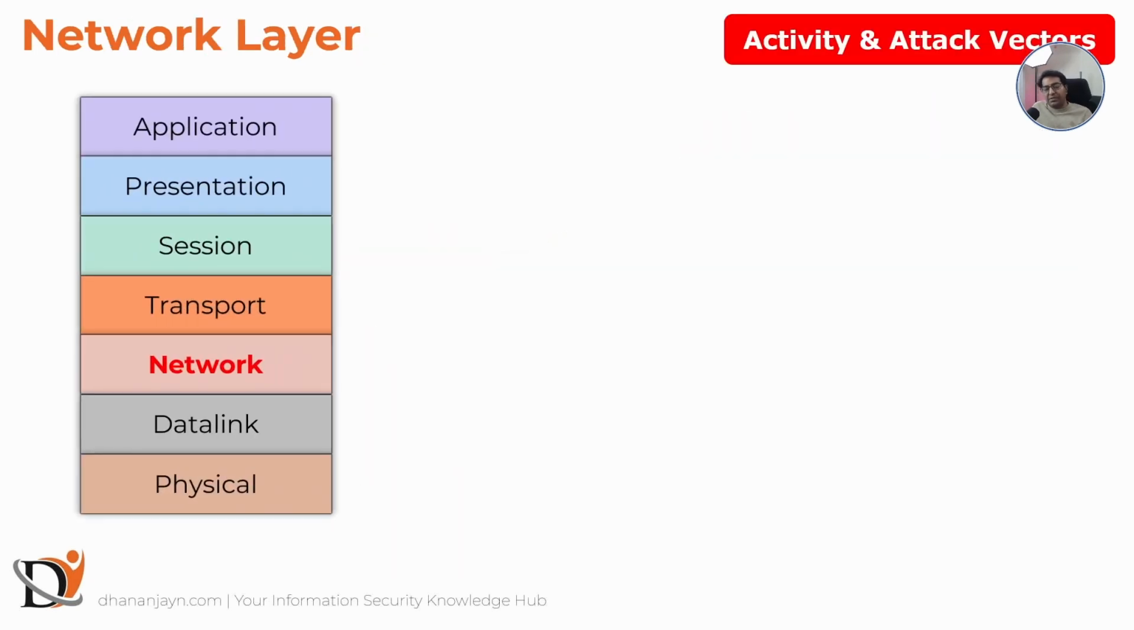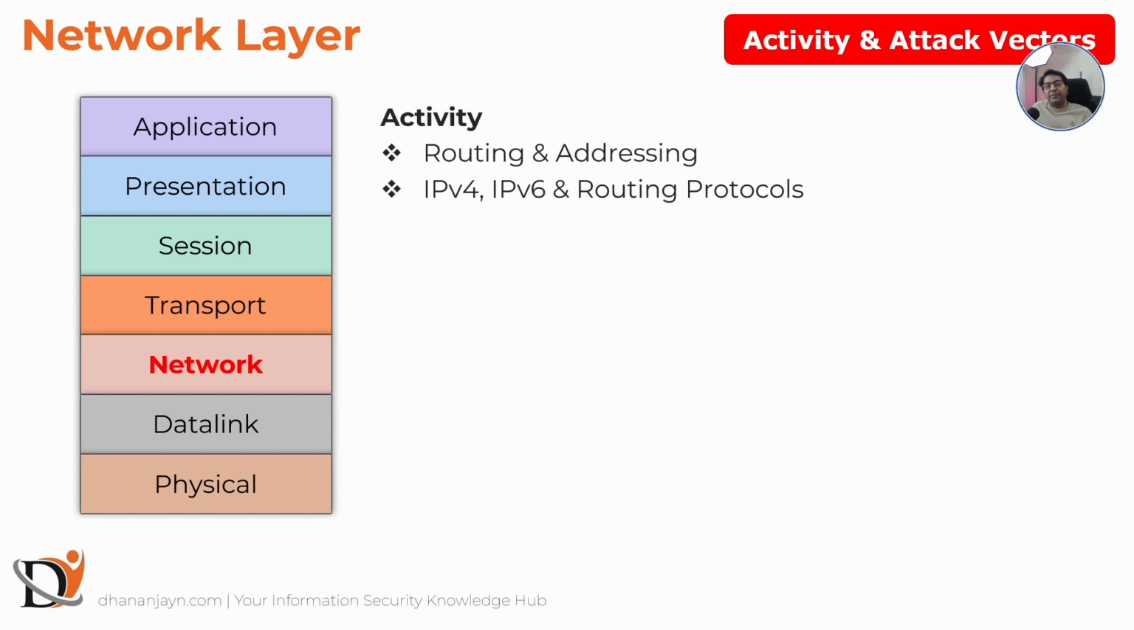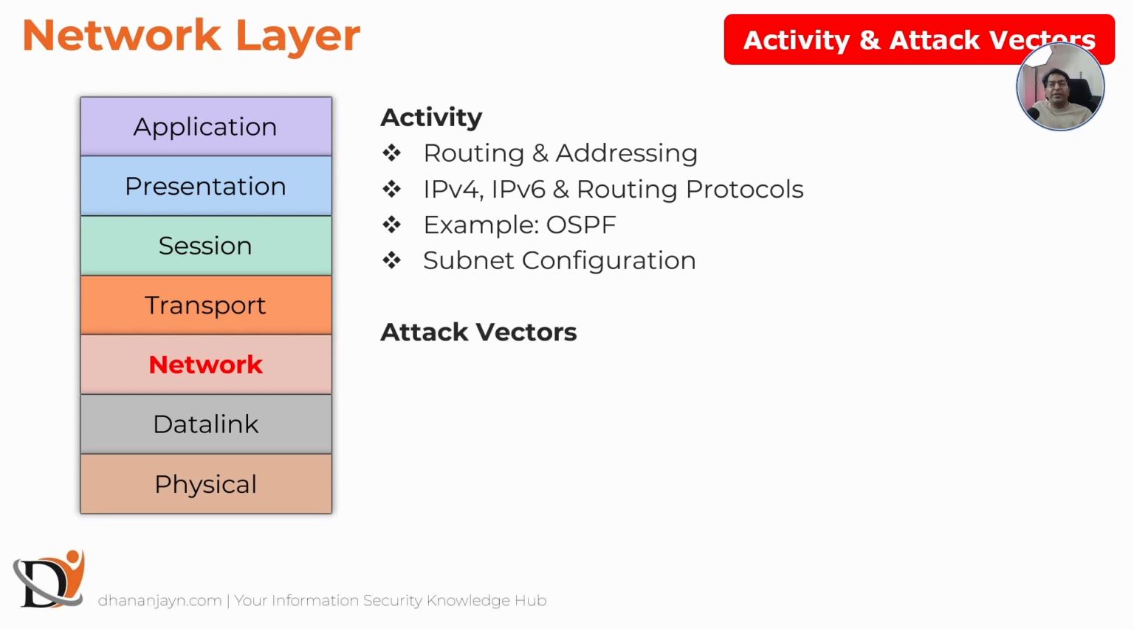So friends, to summarize the activities at the network layer, routing and addressing is one activity, then IPv4 and IPv6 and routing protocols work at this layer. So somebody may ask you which protocols work at the network layer. These are nothing but routing protocols and not the routed protocols, right? So for example, OSPF is one of those routing protocols. Subnet configuration is again something that goes here.